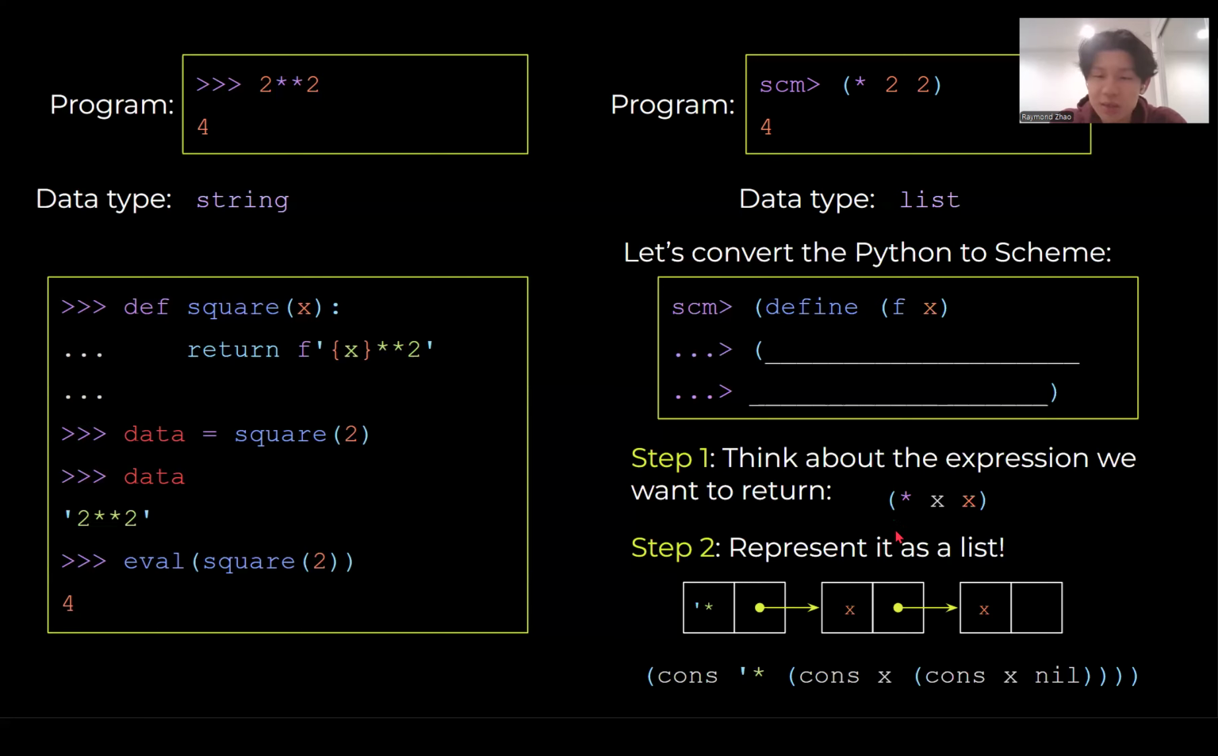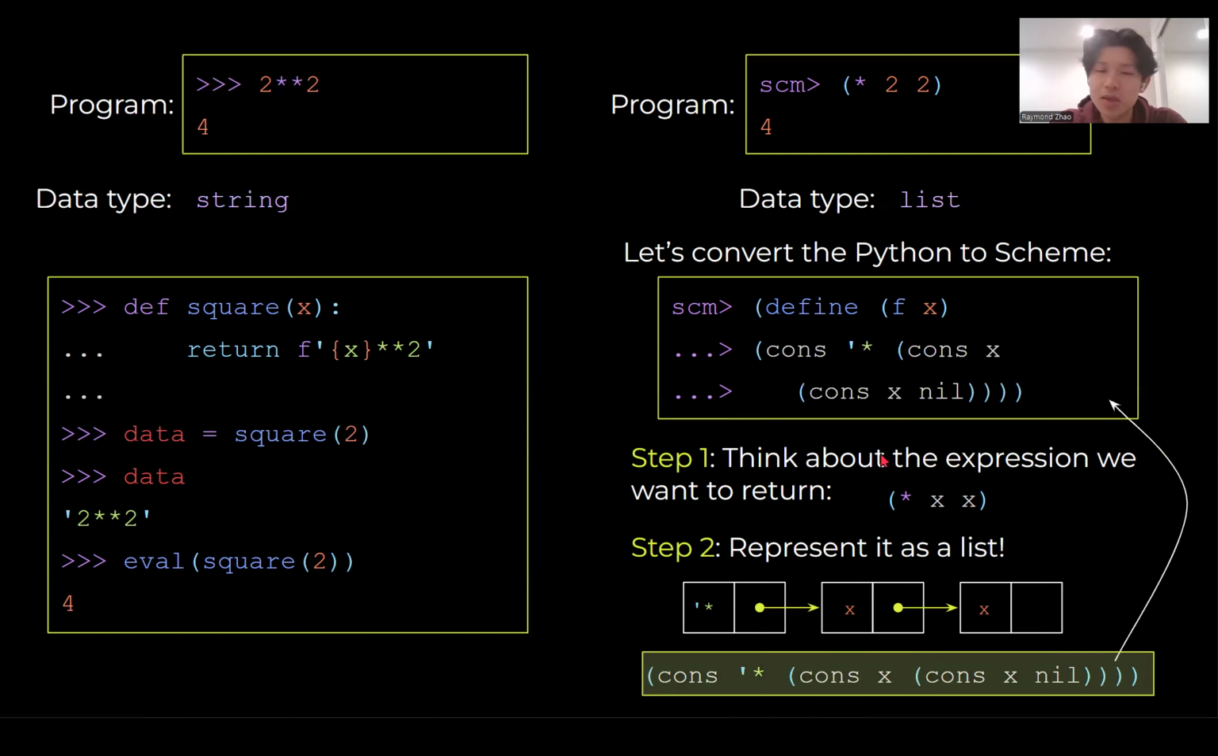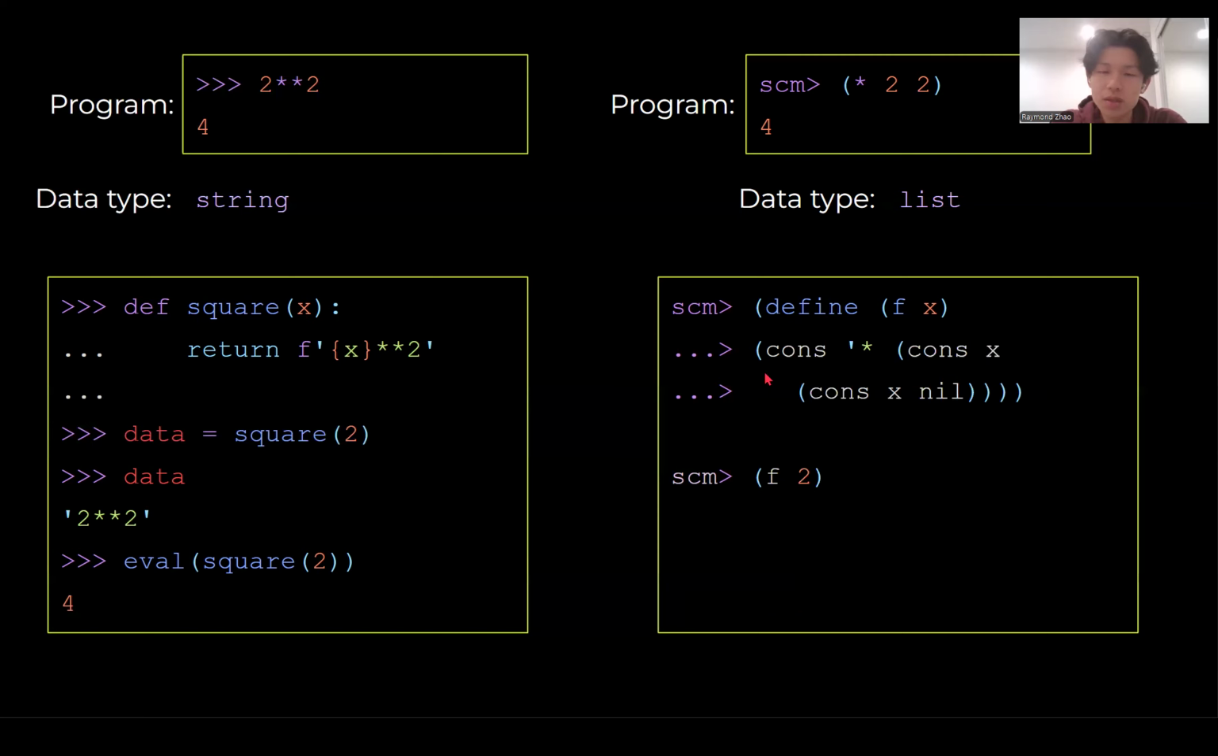Can you make a list with asterisk x x? You sure know how. You just cons an asterisk onto cons of x onto cons of x, and you are done. Okay? So obviously it's a little uglier than what we had in Python, where I can just use an f-string and be done. But conceptually, it's the same idea. So now, observe, left to right is the same thing. I have my function, and when I call it, it returns my program stored as data. And then when I evaluate that data, I get the actual value, okay?